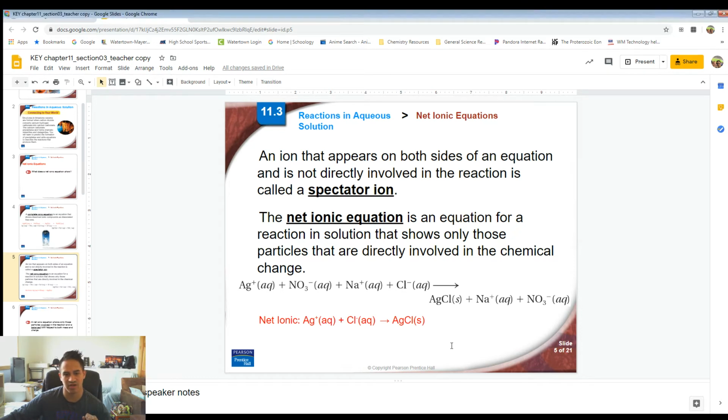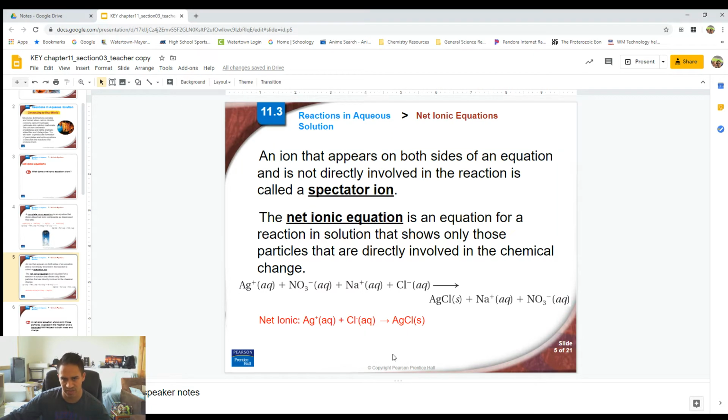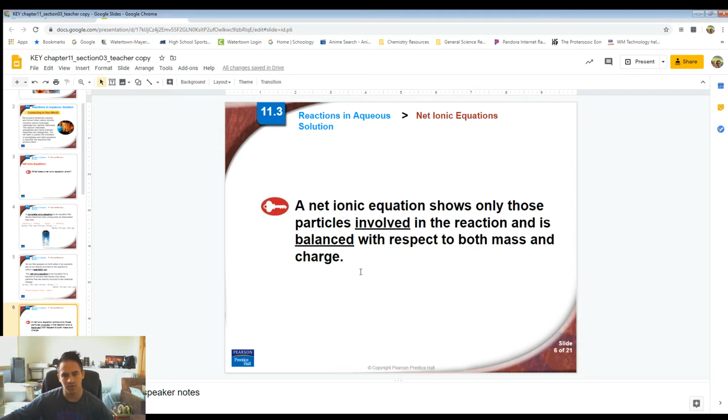Okay, that's what we call a net ionic equation, and this is specifically outlining the actual chemical reaction that's taking place, because there's all this other stuff that's kind of irrelevant. So a net ionic equation shows only the particles involved in the reaction, and it is balanced.